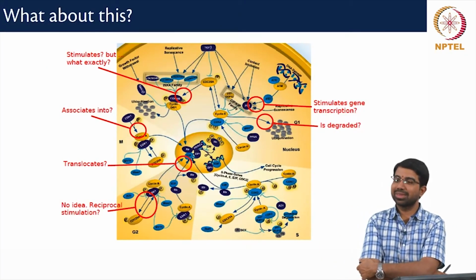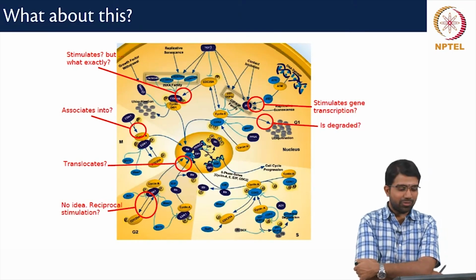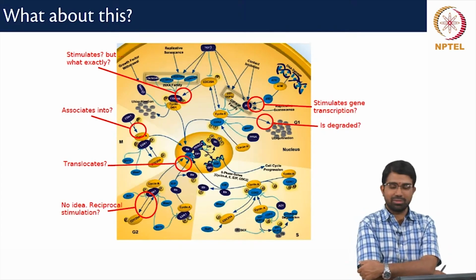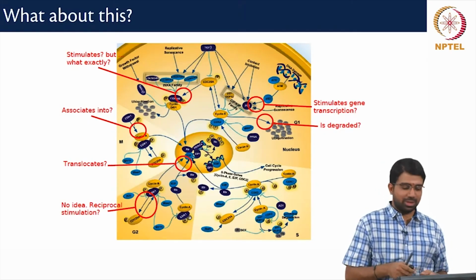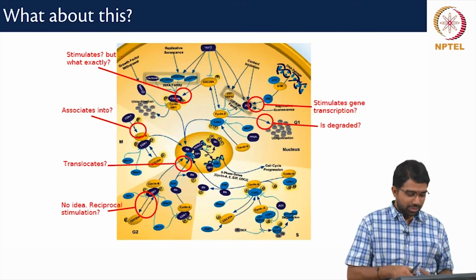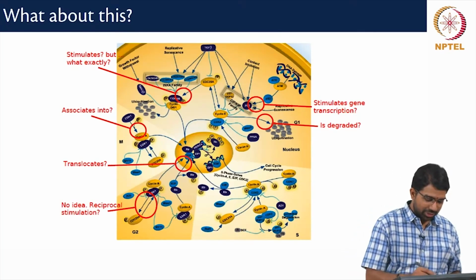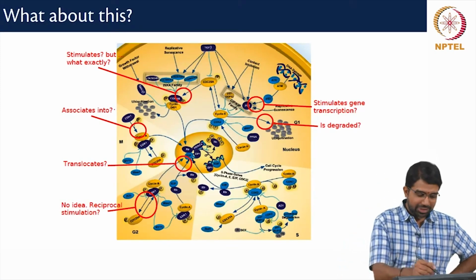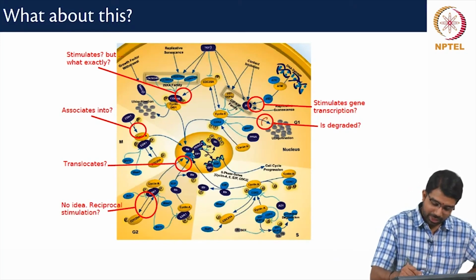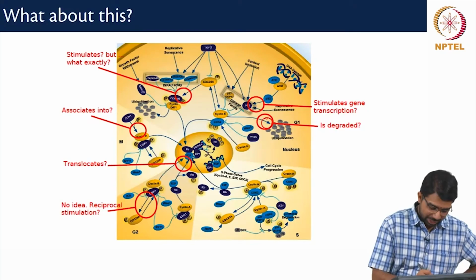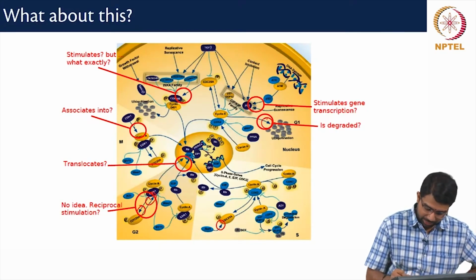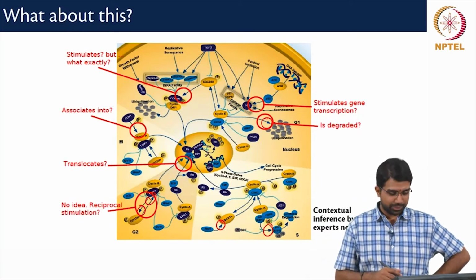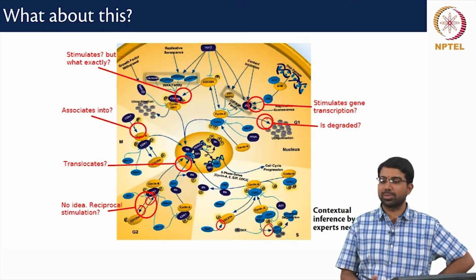What does this mean? This is a very iffy picture where the same arrow could mean multiple things. It could mean stimulates, it could mean associates, it could mean goes into this compartment. This could be a reciprocal stimulation that you see here, this could be a translocation and so on. The same arrow has taken on so many different meanings in this very picture. So, you need contextual inference by experts.